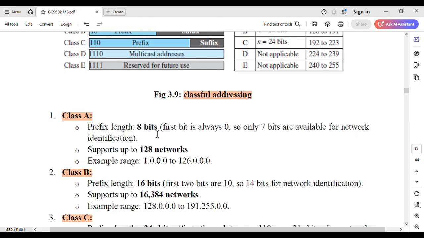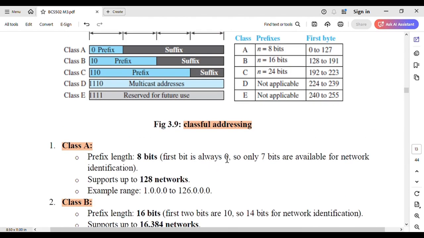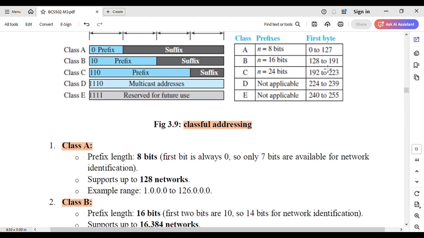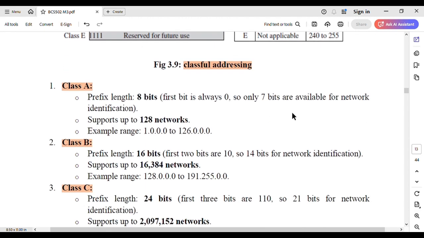Class A has a prefix length of 8 bits. The first bit is always 0, so only 7 bits are available for network identification. It supports up to 128 networks. Example range: 1.0.0.0 to 126.0.0.0, which is what we indicate as 0 to 127. Next, class B has a prefix length of 16 bits. The first 2 bits are 10, so 14 bits are for network identification, which supports up to 16,384 networks. Example range: 128 to 191.